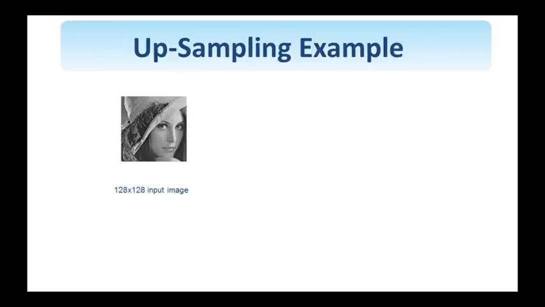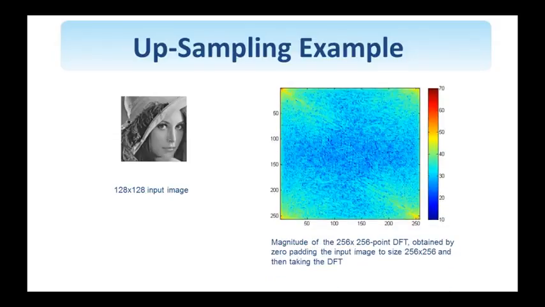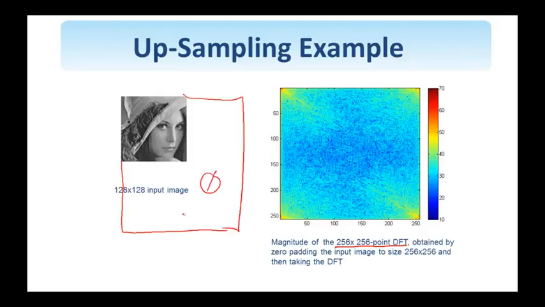Let us look at an upsampling example. A 128 by 128 image is shown here, and we would like to increase its resolution by a factor of 2 in both directions, so end up with a 256 by 256 image. We show here the spectrum of the image. It's a 256 by 256 spectrum, which was obtained by zero padding the original image to the 256 by 256 size. We want to show the spectrum so that you can see how it is altered after we follow the steps of upsampling.